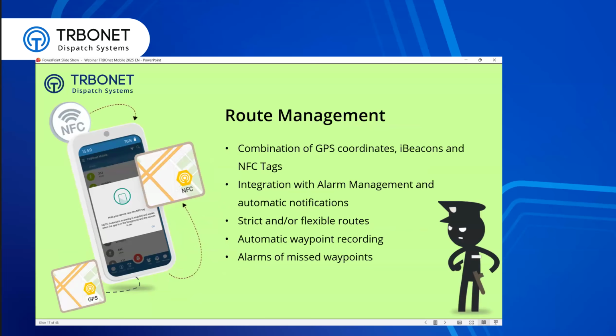Route management goes hand in hand with location and tracking. It's a very popular module in TRBOnet and also available in TRBOnet Mobile. You can combine routes for outdoor and indoor, combining GPS, beacons, and NFC tags. You can define routes in a very strict way or with more flexibility. And you can report if the route has not been followed in the proper way or within the appropriate time or in the proper order. Then you can make those infractions become trigger points and alarms.